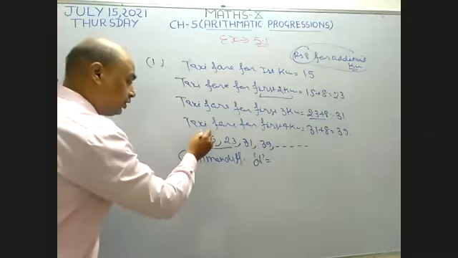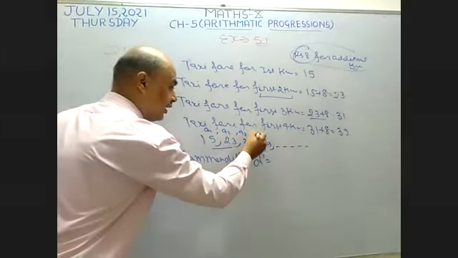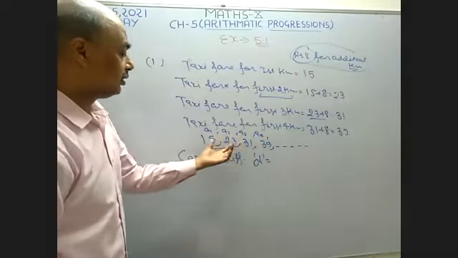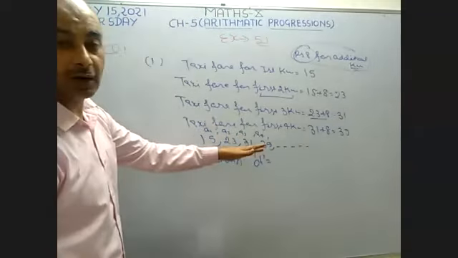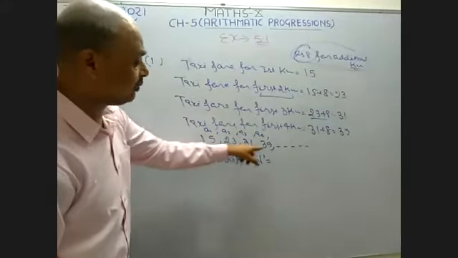So as you know, this is the first term, this is the second term, this is the third term, and this is the fourth term. This AP has 4 terms. Now I want to check the difference between all the 4 terms. If the difference between all the 4 terms is the same, then this sequence becomes an AP.